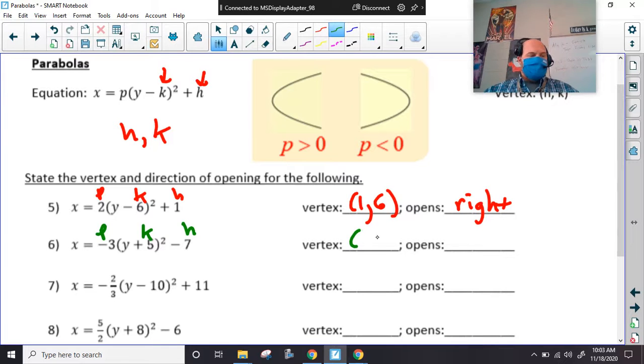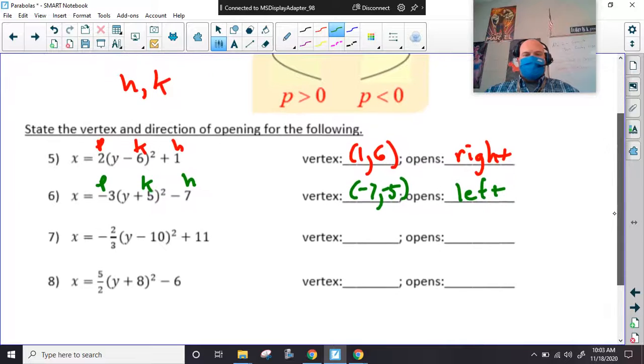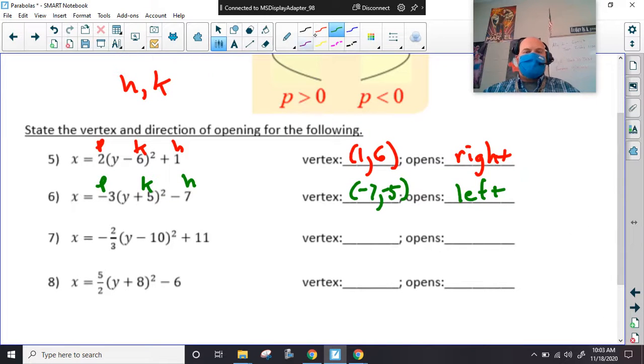Our vertex for number 6 is going to be -7 for h. Now we have to do the opposite right here, so this is -5. And it opens to the left because this is negative. Honestly, if you were taking notes, you could draw an arrow either right or left. I've even accepted that on tests before.